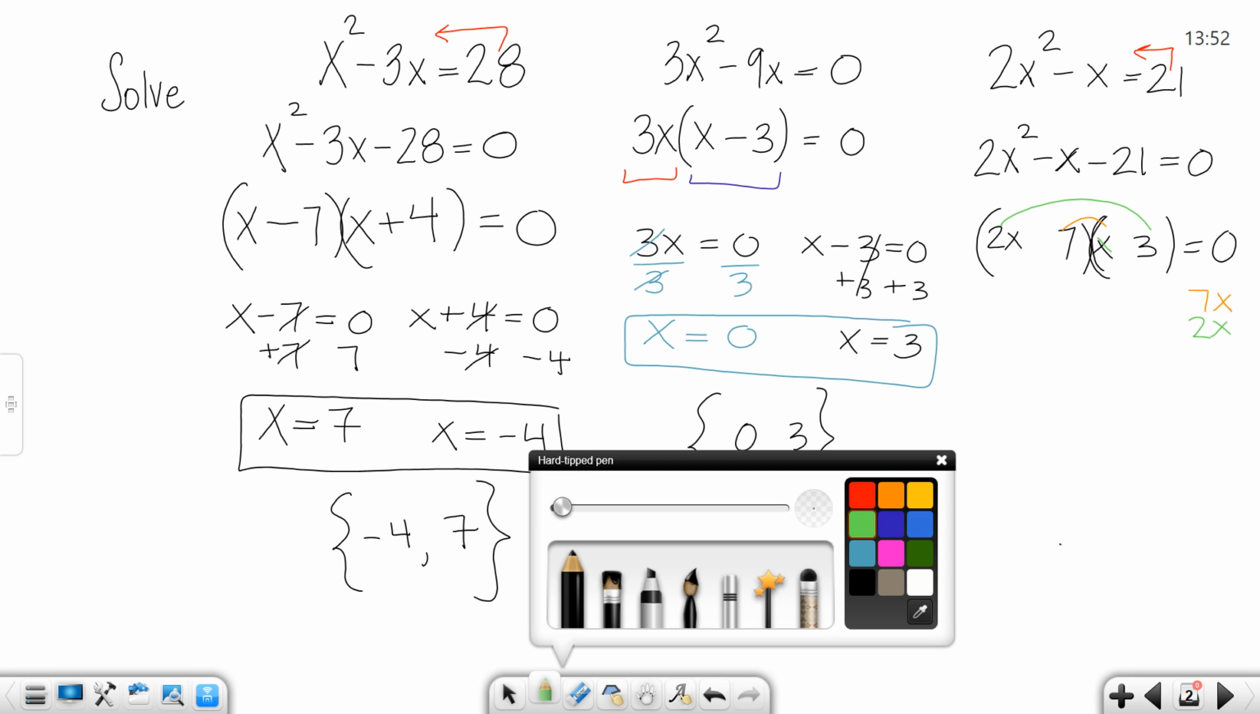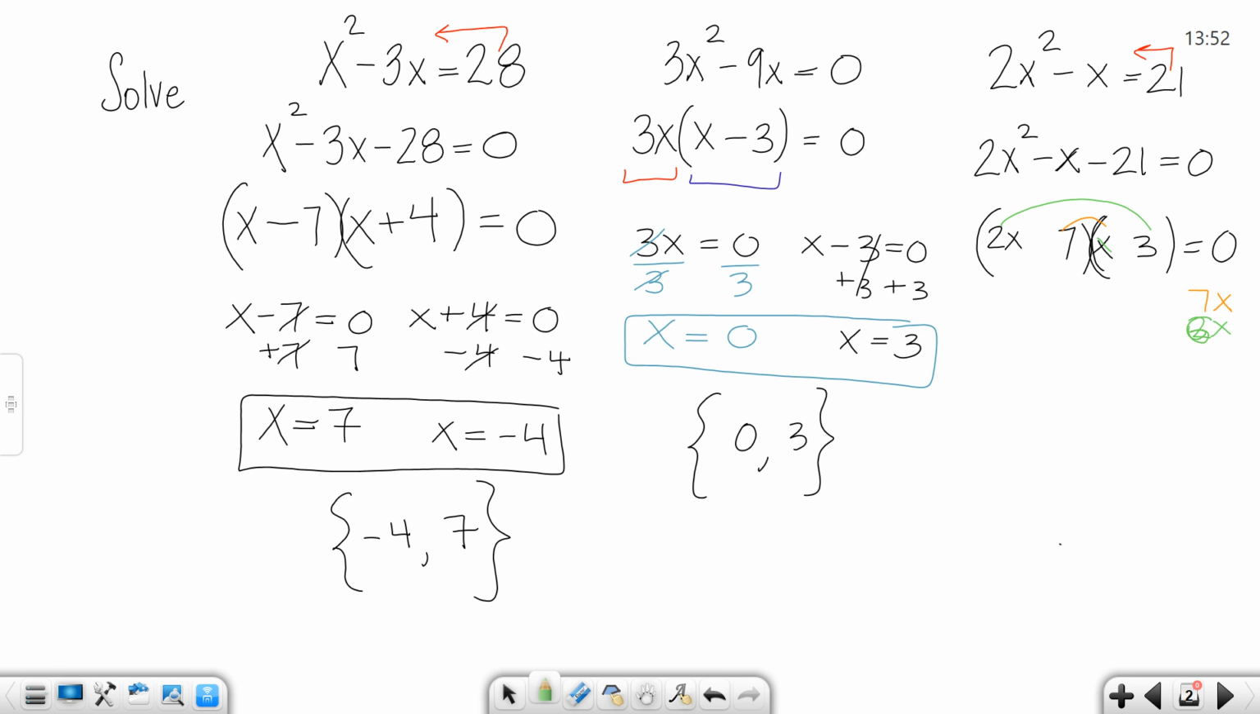2 times 3 gives you 6. So let's fix that. Sorry about that. So 7x and 6x would give me a negative 1x, but since the 7 is bigger, I need it to be negative, and the 6 positive. So I need the 7 to be negative. The 6 was made up of 2 times 3. I need that one to be positive.